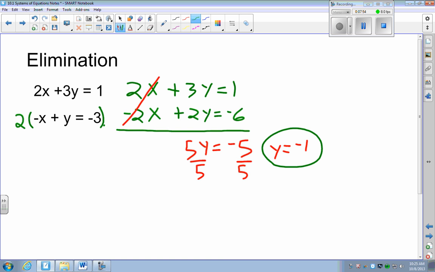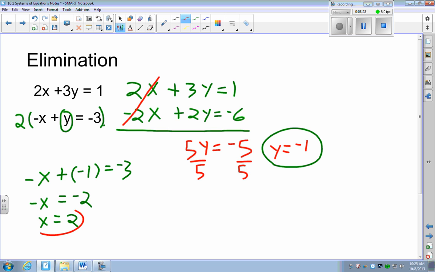All right, so now all we have to do is substitute that y is equal to negative 1 into our equation. I'm going to choose this one just because it looks easier. So here we'll have negative x plus negative 1, which is our y, is equal to negative 3. Okay, so we just get x by itself. All right, and so those are our two solutions.